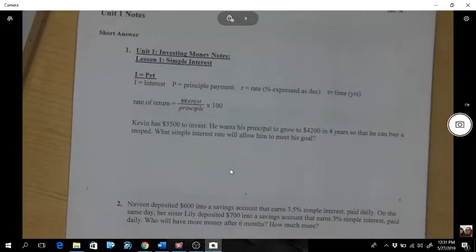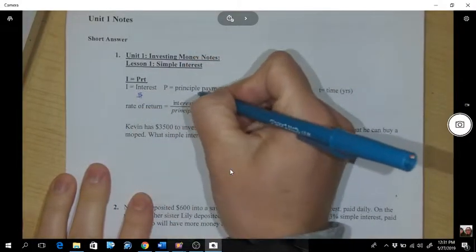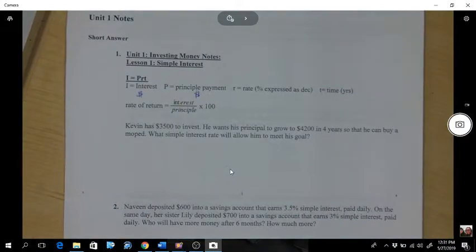Okay, applied Unit 1, Lesson 1, Simple Interest. We're going to use a formula, interest equals PRT, where interest is your dollars of interest, your principal payment is the dollar amount you start with in your investment. The rate is your percent as a decimal, time in years. You will also see a formula, rate of return, and that is what you get as your interest divided by how much you invested, and then we'll times it by 100 to get a percent.